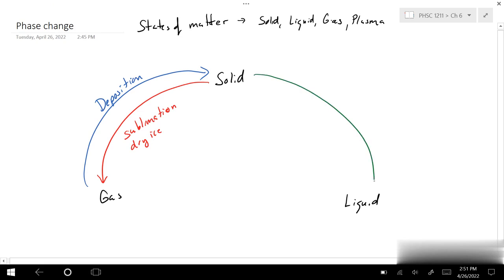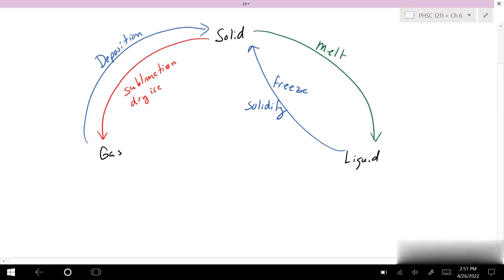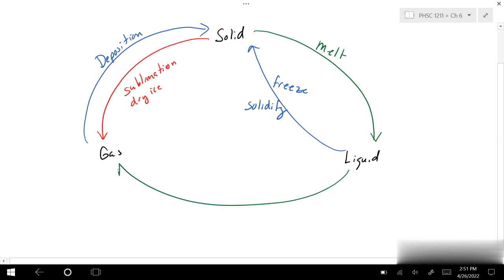So let's go the other direction. So let's go from a solid to a liquid. This is going to be more familiar. If I take ice, water ice, and make it into a liquid, I melt it. But if I go the other direction, if I take a liquid and go to a solid, if I take water to be able to make it into ice, I have to freeze it. Another word is solidify. Okay. So I know you're very familiar with those, but let's go into the other direction.